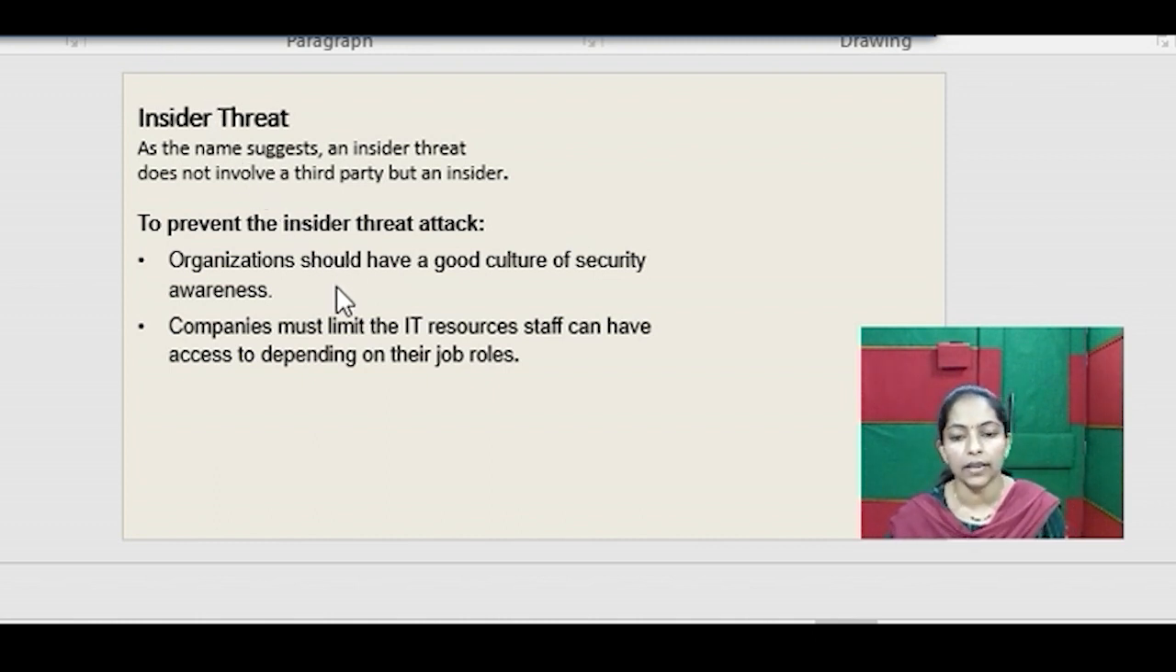And to prevent the insider threat attack, the organization should have a good culture of security awareness, and companies must limit the IT resources staff can access depending on their job roles.